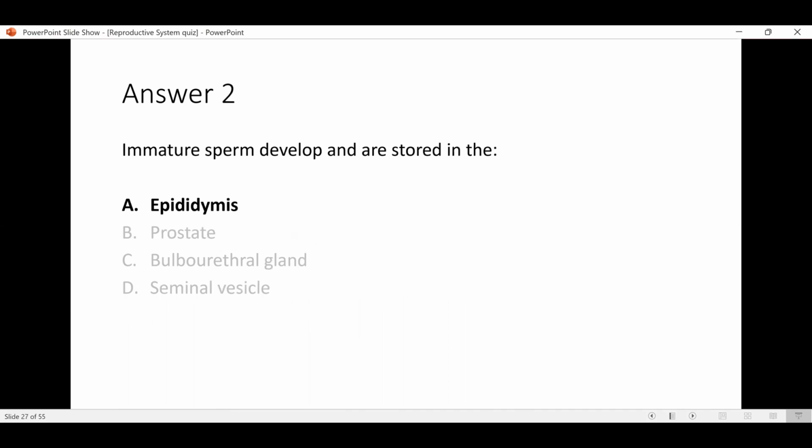Immature sperm develop and are stored in the testes. So they're produced in the epididymis. They're produced in the testes, and then they mature in the epididymis. So the epididymis is like a long curled up tube. As they work their way through the epididymis, they mature.